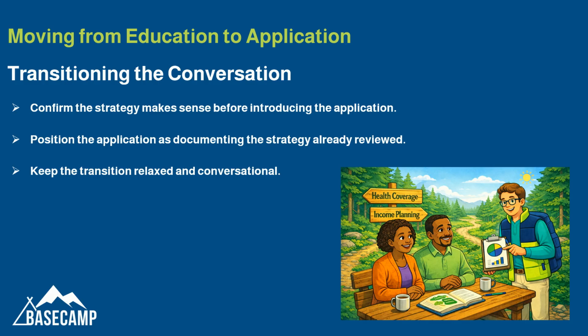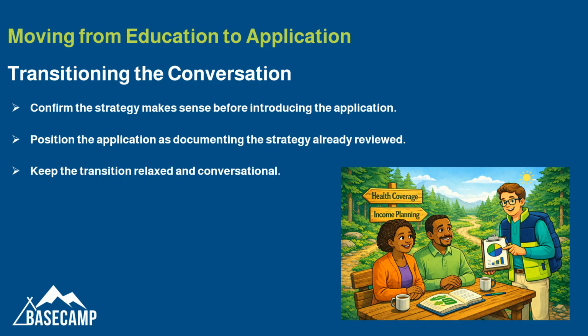The first step is simply confirming alignment. After reviewing the retirement strategy together, agents may ask a straightforward question, such as, "Does this approach line up with what you were hoping to accomplish?" That brief moment of confirmation allows the client to reflect on what they've learned and may help keep the conversation collaborative. Next, it can be helpful to position the application as documentation of the strategy already reviewed, rather than introducing it as something entirely new.